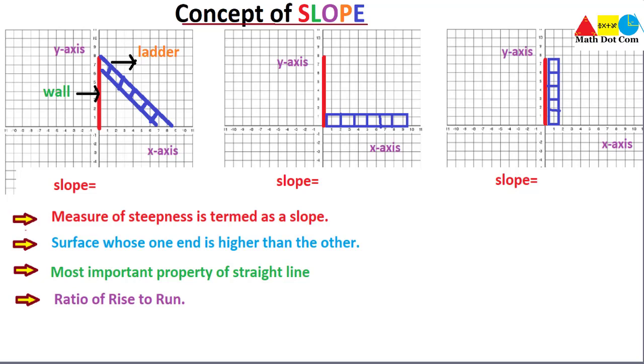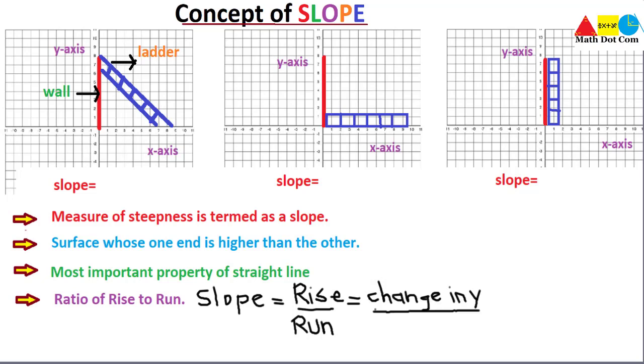You will come across this definition of the slope, the ratio of rise to run, in multiple places. It will not be wrong if I write it here as slope is equal to rise over run. Rise basically refers to the change in the value in the y direction, and run refers to the change in value in the x direction. So this is basically the meaning of rise and run.